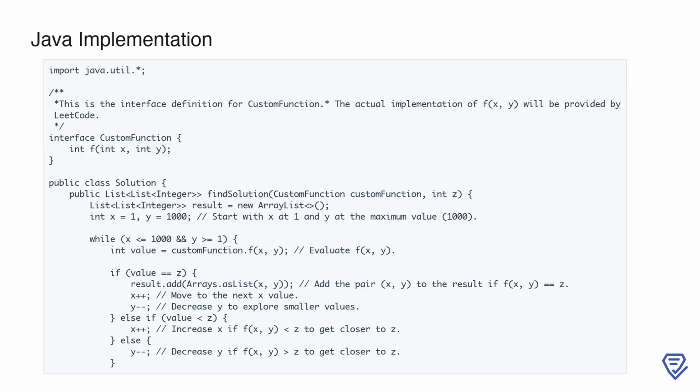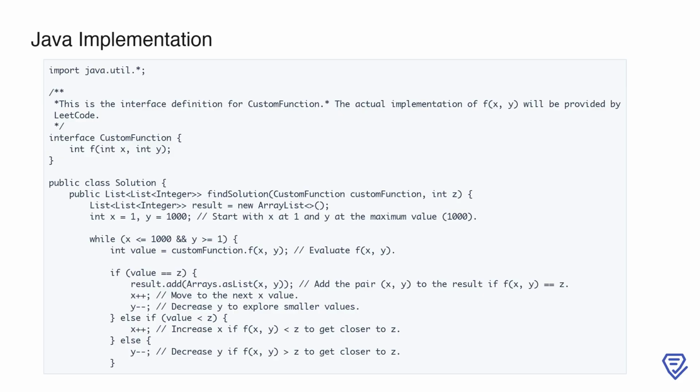Inside this method, we initialize an empty list called result to store the valid pairs. We also initialize two pointers: x starts at 1, representing the smallest value for x, and y starts at 1000, representing the largest possible value for y. This two-pointer approach ensures that we efficiently explore the solution space.